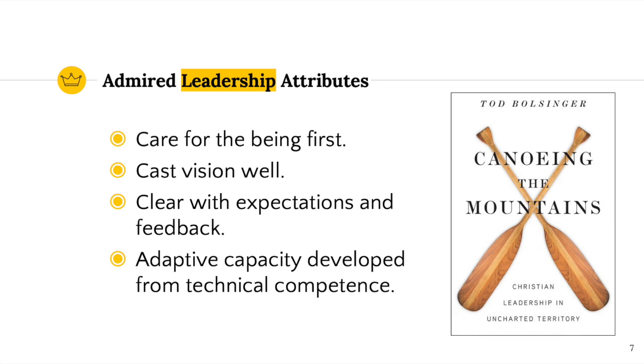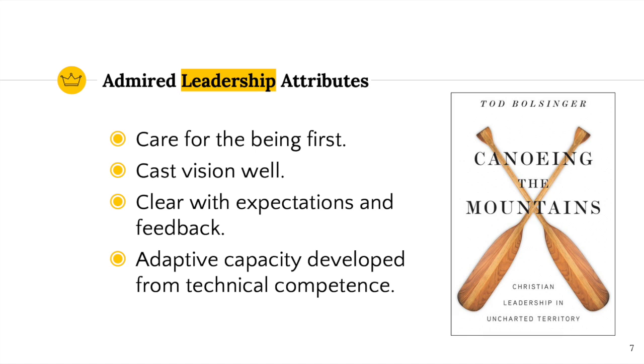And then the last thing that I'll say is adaptive capacity developed by technical competence. This comes out of the book Canoeing the Mountains, which is one of my favorite books on change leadership. This book talks specifically about Christian leadership. That's the realm I'm in. And it talks about how right now the way we've been training pastors and church leaders is not designed for the culture that we're in. And so some significant change needs to happen.